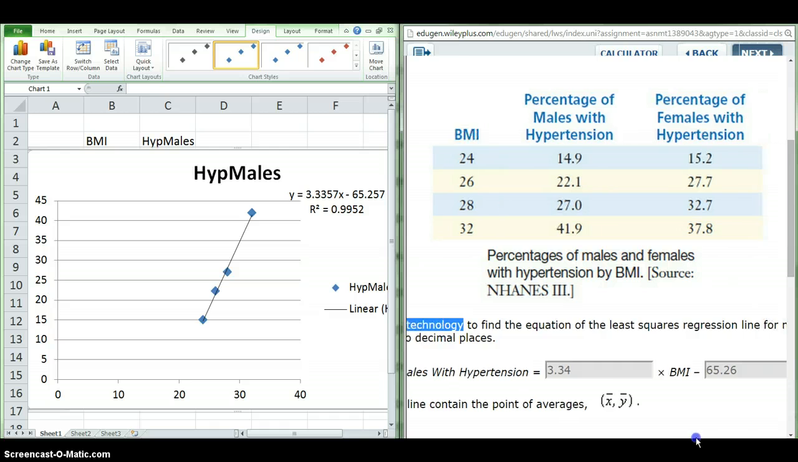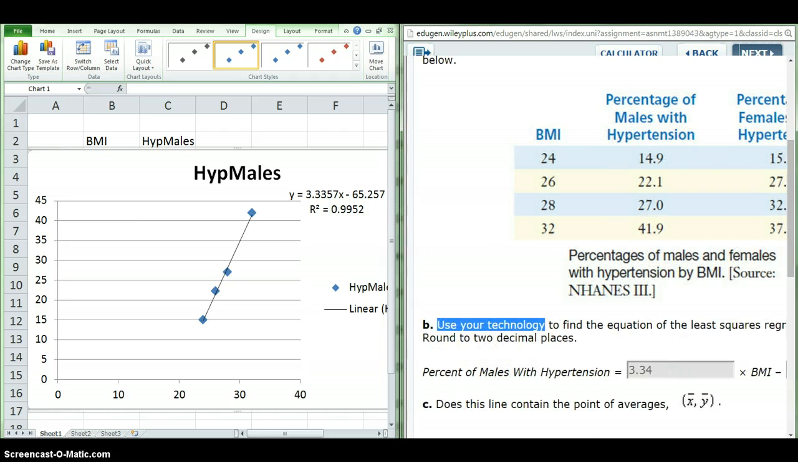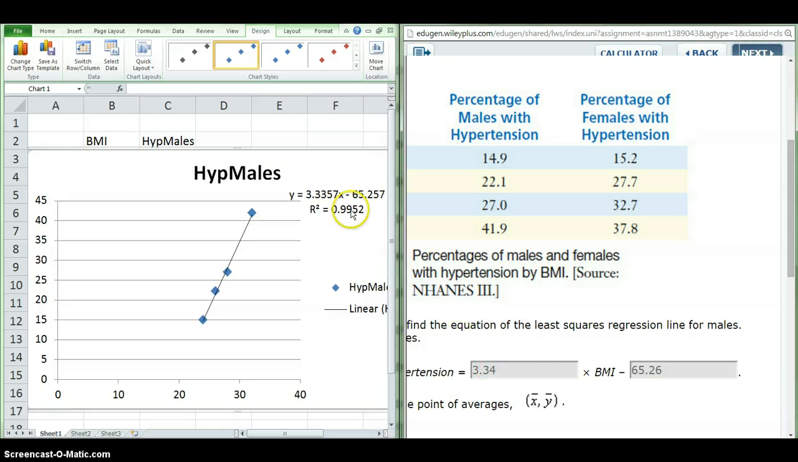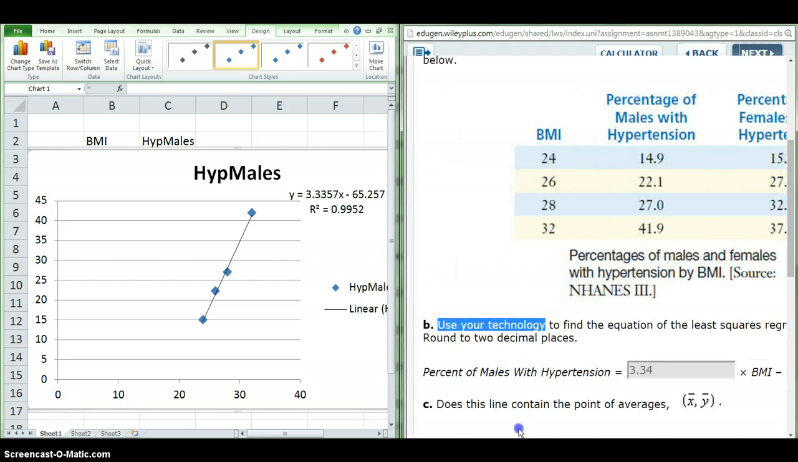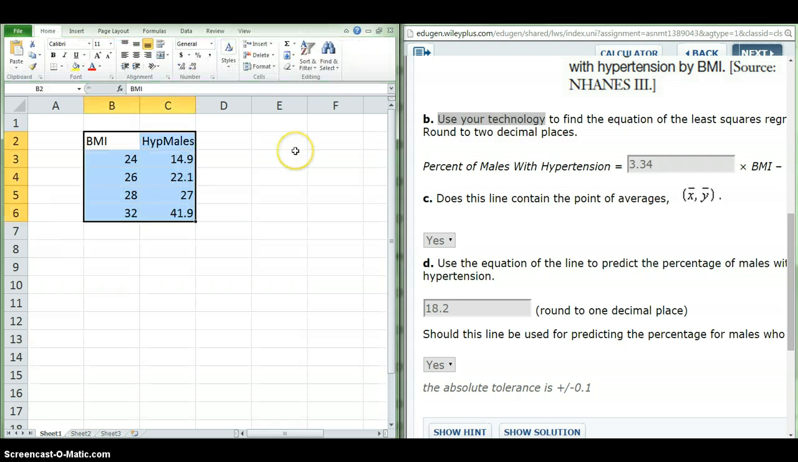So here we're looking for the regression equation. We can see 3.335. We want 2 decimal places, so we're going to put 3.34 as our slope. And then we have negative 65.257, which we're going to round to negative 65.26. Does this line contain the point of averages? Well, let's find out. So I'm going to just get rid of my chart there, and I need to get the averages.